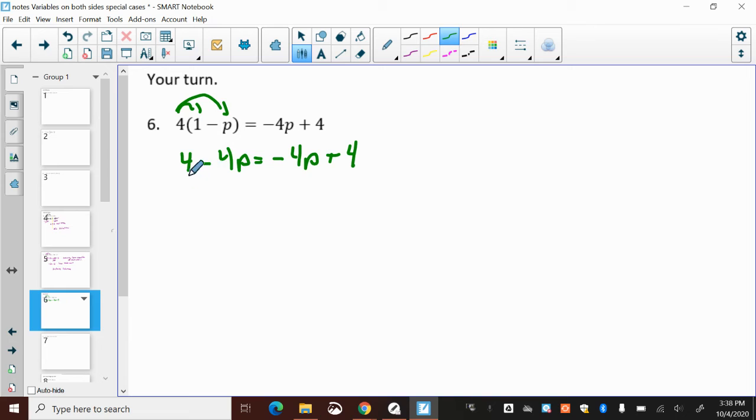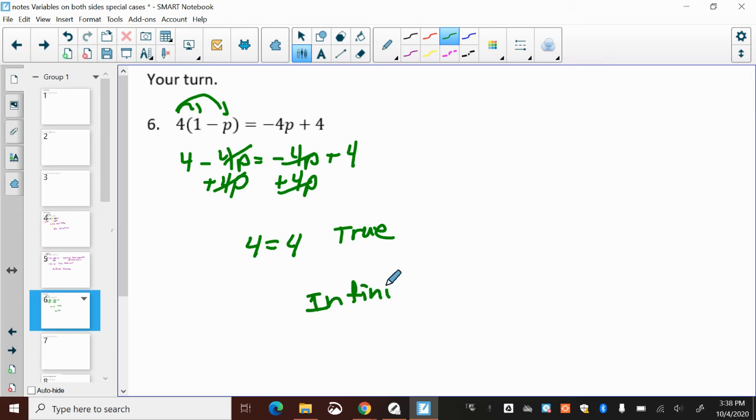This is an identity, but just in case you're unsure and you start to move the variables, adding 4p to both sides, you get two sets of opposites. Wind up with 4 is equal to 4. This is true. So that means infinite number of solutions.